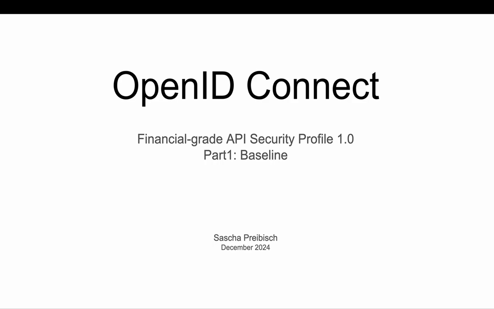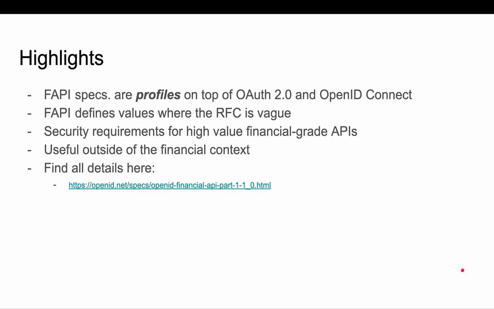Hello, today I would like to talk about OpenID Connect and specifically about financial grade APIs version 1. Financial grade APIs version 1 have two parts, part 1 and part 2. And today I would like to talk about part 1, baseline. So here are a few highlights.